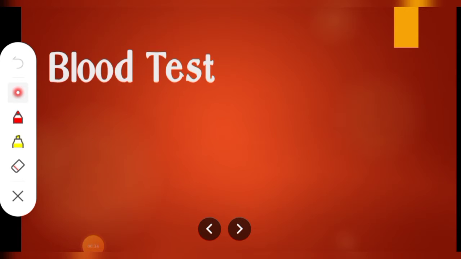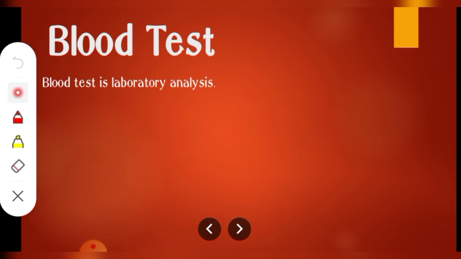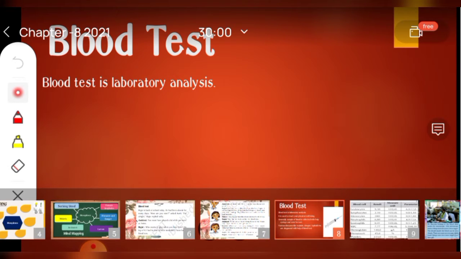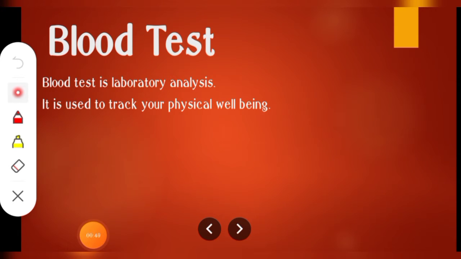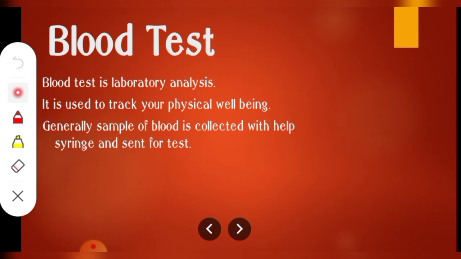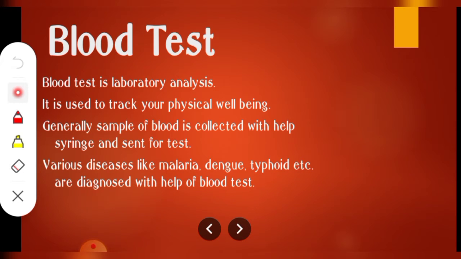Before proceeding further, let us quickly see what we had done till now. We had revised and we had learnt about blood test. We came to know that blood test is a laboratory analysis. It is used to track your physical well-being. Generally, a sample of blood is collected with the help of a syringe and sent for test. Various diseases like malaria, dengue, typhoid, etc. are diagnosed with the help of blood test.